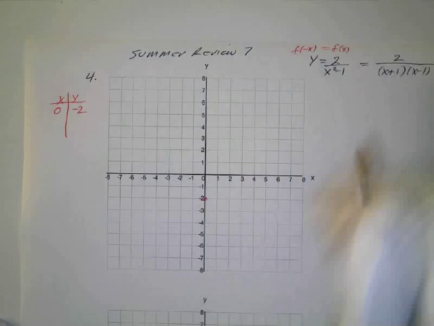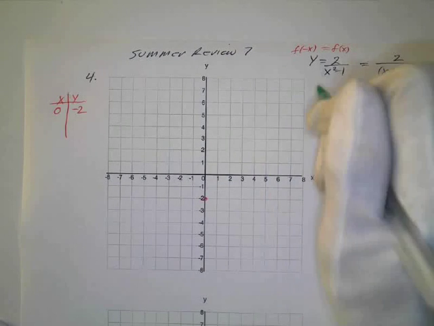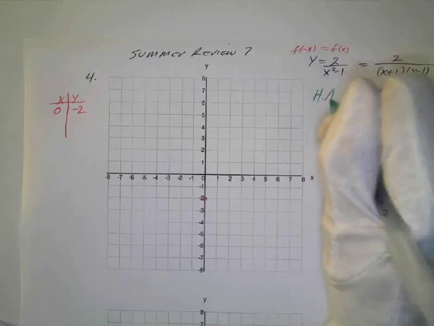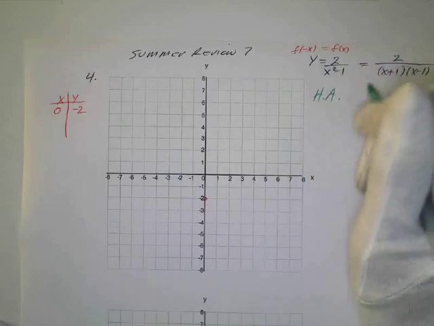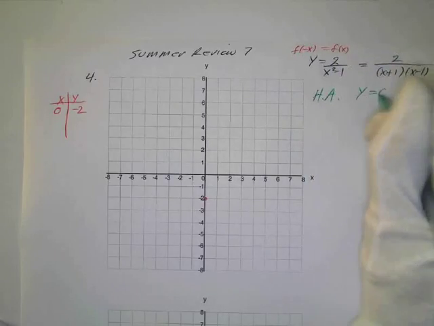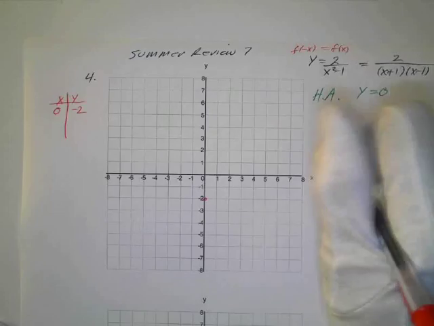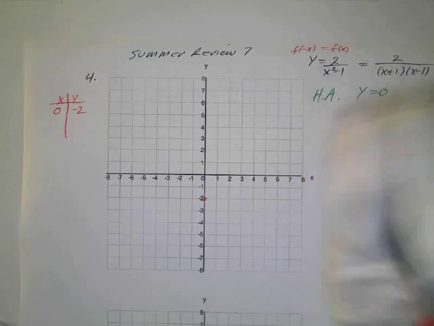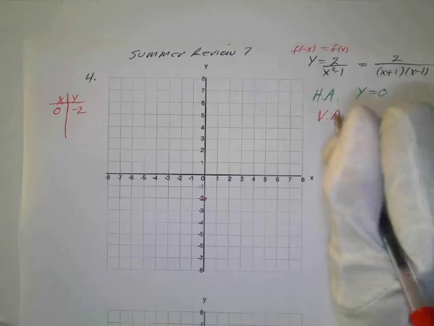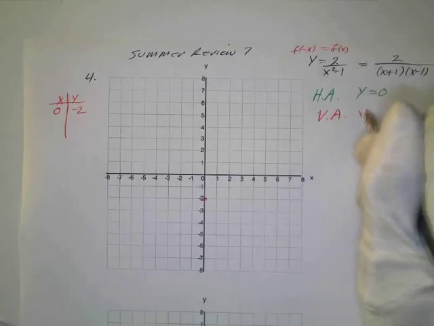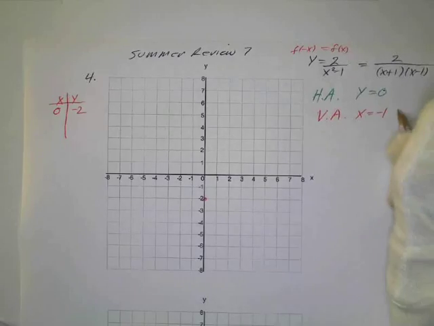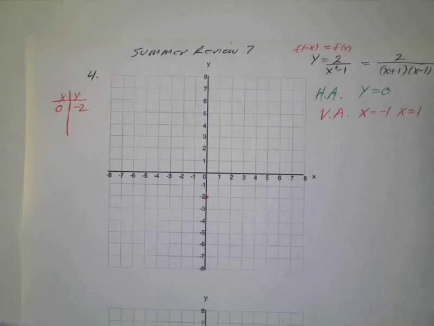Okay, and I know the degree of the top is definitely smaller than the degree of the bottom, so I have a horizontal asymptote at y equals 0. It's automatic. And then I've got vertical asymptotes at anything that makes the denominator 0, so that's going to be x equals negative 1 and x equals 1. So I'll draw those asymptotes in.